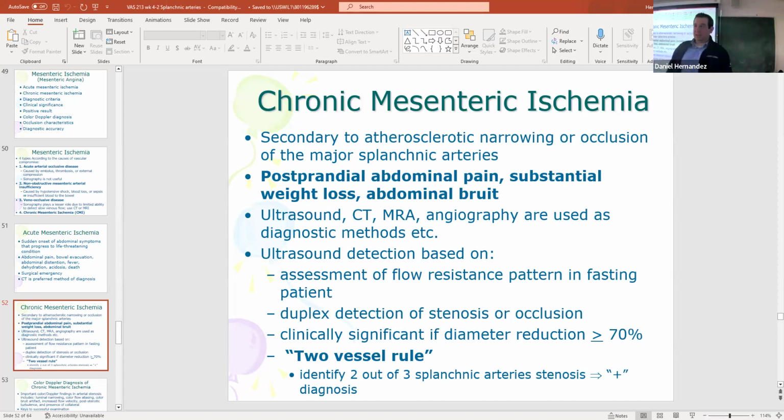So for instance, we could see the celiac artery, that's fine. We see the SMA, that's stenotic, but we don't see the IMA. We can't make that diagnosis because we can't call 2 out of 3. We're just seeing 1 out of the 2. One of them is positive, one's stenotic, but we don't see that third vessel. So unfortunately, with ultrasound we can't make that diagnosis. So we need to have 2 out of 3 positive.